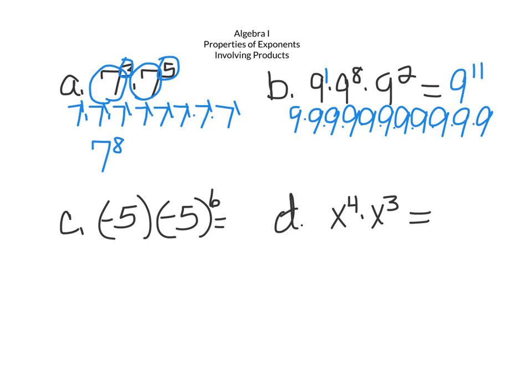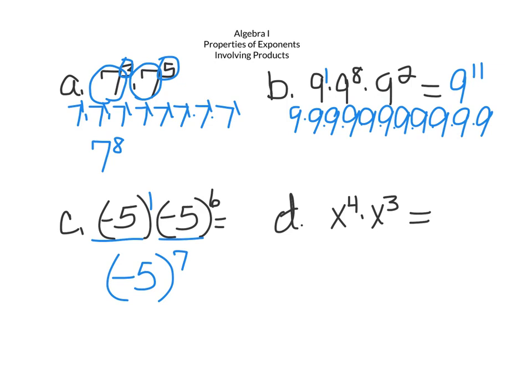Example C is slightly different because we have a negative number as our base. Negative 5 is in parentheses, which means that that exponent has to be applied to everything in that set of parentheses. Negative 5 is our base here, and negative 5 is our base here. We have to keep that negative number in the parentheses, and the understood exponent when there is not one is a 1. So negative 5 is our base, and then 1 plus 6 is 7.